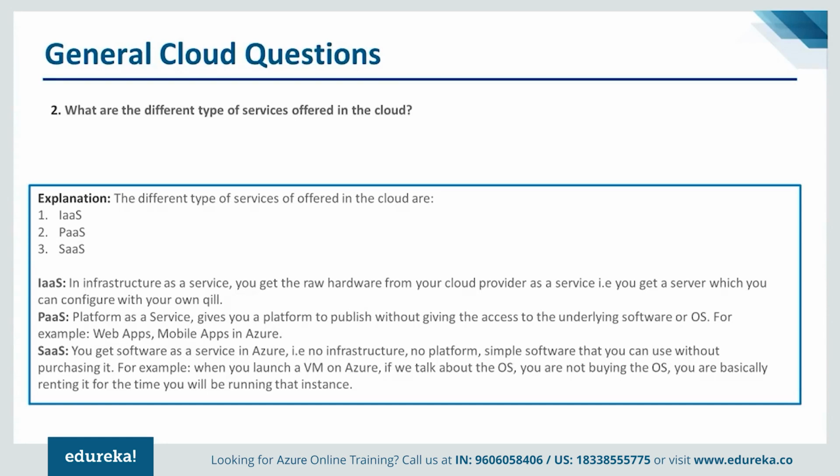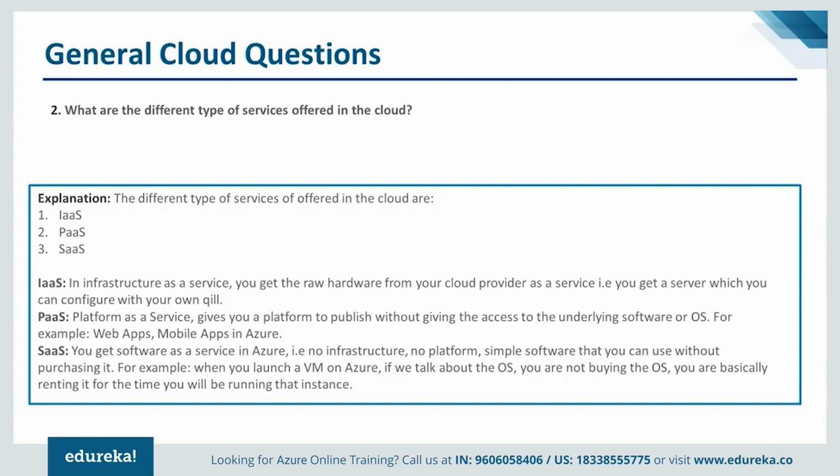Then you talk about the last type of service offered in cloud. So this is my SaaS. When you talk about SaaS, you get software as a service in Azure. So you don't need to worry about infrastructure. You don't need to worry about platform. You basically are getting the end product, which may be running on the infrastructure, which may be running on the platform.